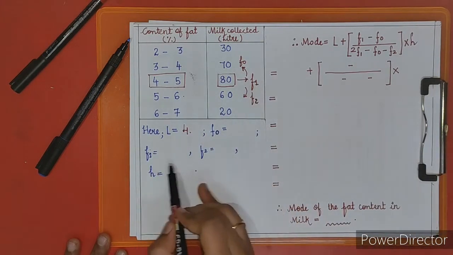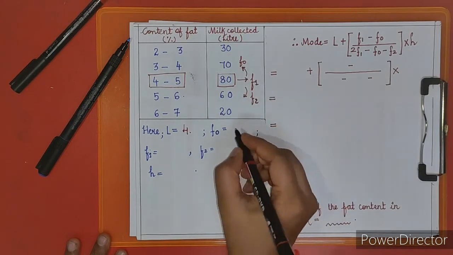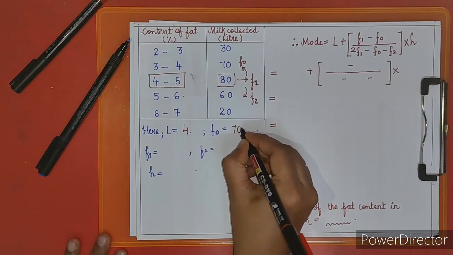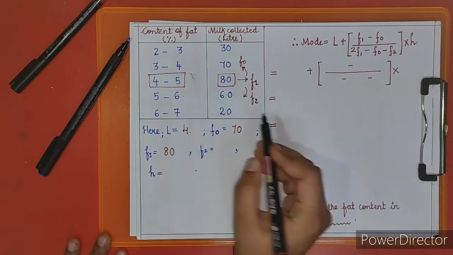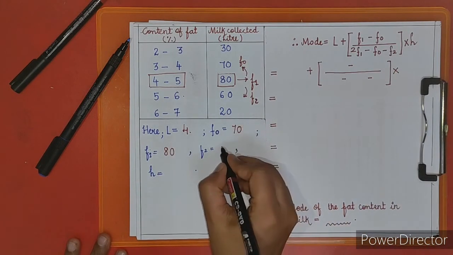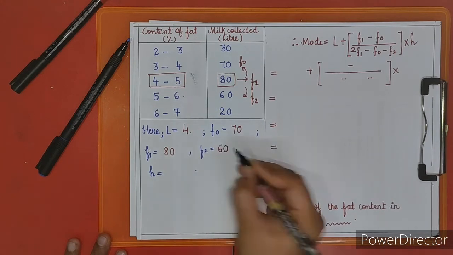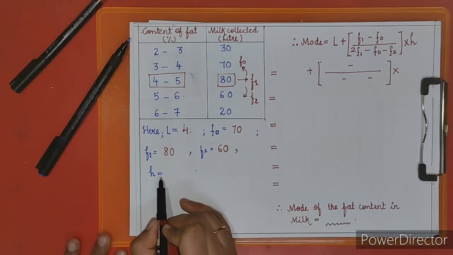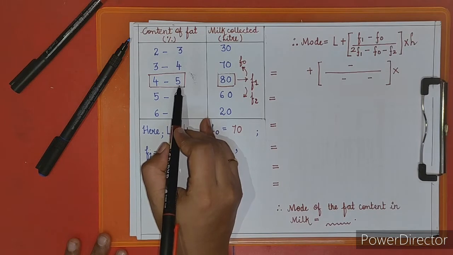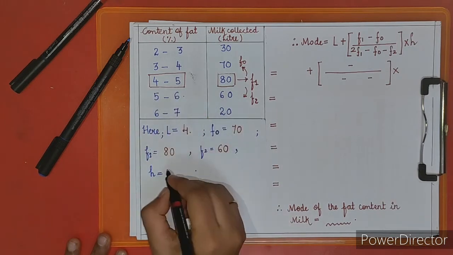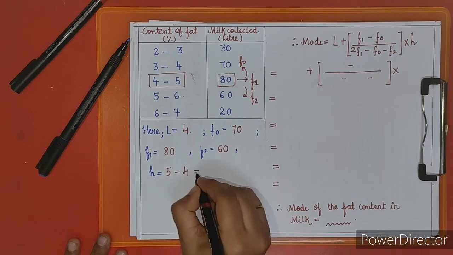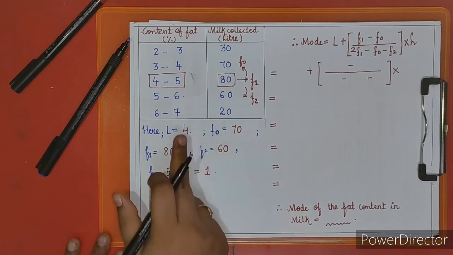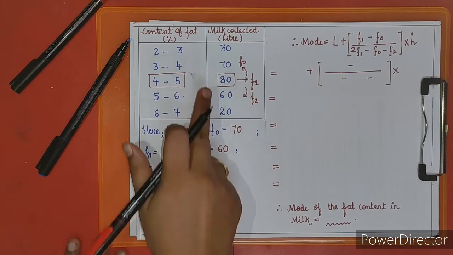Now next we'll fill in all the frequencies. What is F0? Your F0 is 70. What is F1? Your F1 is 80. What is the value of F2? Succeeding frequency is 60. And height, that is the class interval, we have to subtract the lower limit from the upper limit. The upper limit is 5 and the lower limit is 4. So 5 minus 4 will give you 1. So you will see we got all the values from the table.